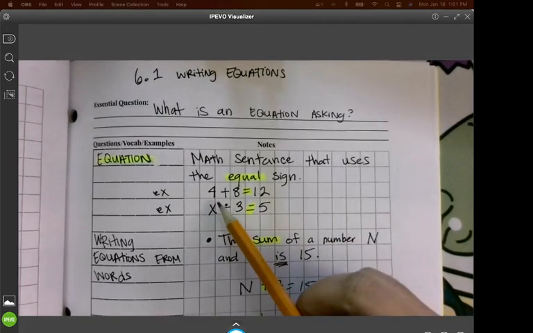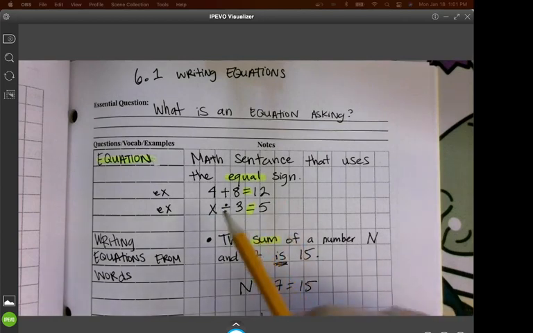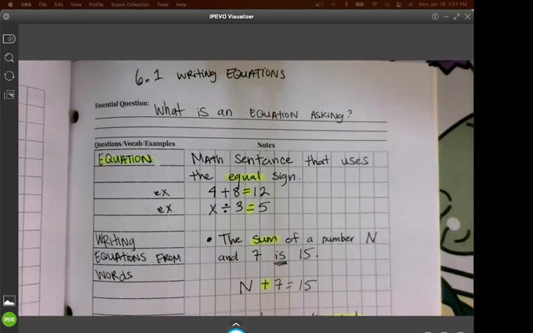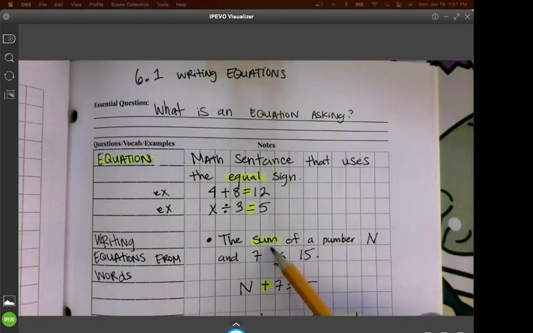All right. So 4 plus 8 equals 12. That is an equation. X divided by 3 equals 5. That is an equation. That's the key difference here. All right. And for 6.1, what we will be doing is writing equations from words. And so you should still have your chapter 5 word bank to remember what some of these words mean, like sum.